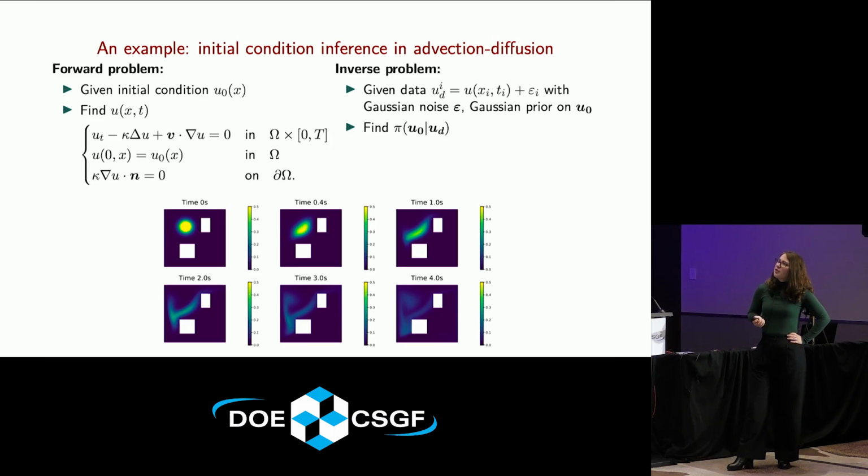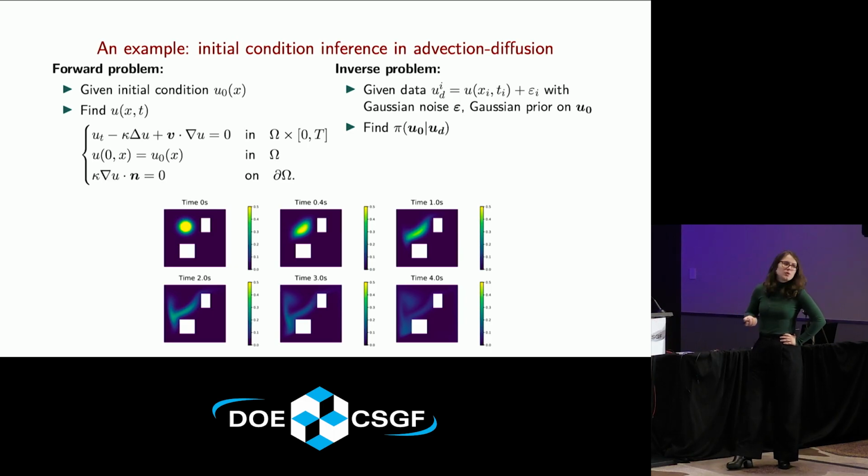And then from that initial condition, the forward problem is to find the full function of U over time and space. So running the forward problem, we start with this initial condition, and then over time, this chemical contaminant advects and diffuses around the city. The inverse problem then is, given data, so given measurements of the chemical concentration at various different points in space and time, with some Gaussian noise added, I want to find the distribution of the initial condition given my data. So that's the inverse problem.